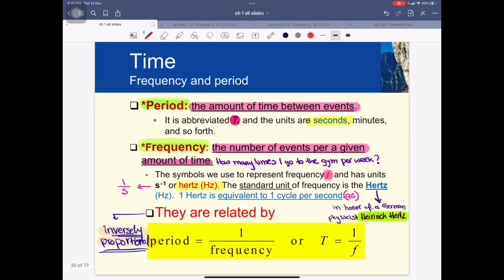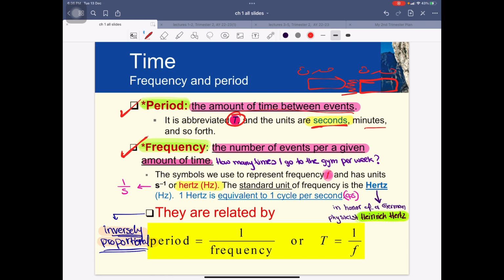Okay. What is the period and what is the frequency? The period is the time, the amount of time between events. The time passing between one event and the next, this is the period. It's abbreviated T. Mostly we use seconds, but we can also see minutes, hours and so forth. So this is the period, the amount of time between events.